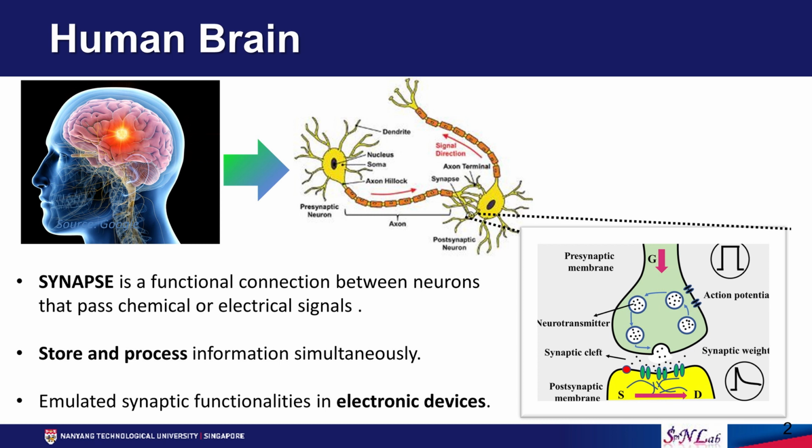So, what is a synapse? A synapse is a connection between neurons, and what it does is allow signal transmission from one neuron to another neuron. This synapse is really fascinating because it can store and process information simultaneously. Inspired by that, the main goal of our work is to mimic the functions of a biological synapse in electronic devices for neuromorphic computing applications.